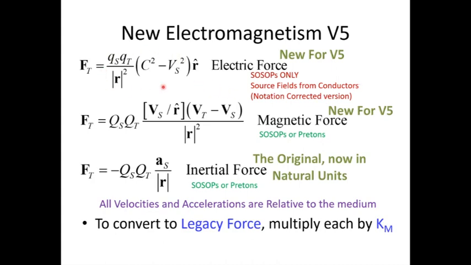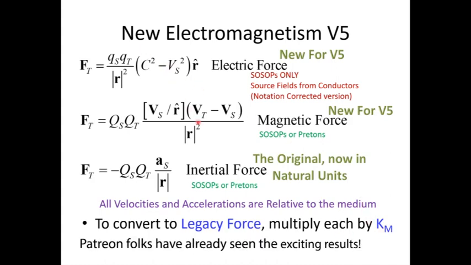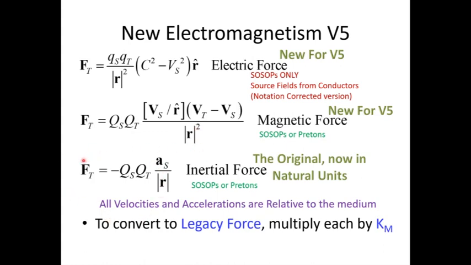Okay, and this has been slightly corrected from the version in the paper. I didn't have this notation, and I forgot to put the little s on the V in the paper. So this is a corrected form of what's in the paper. And all velocities and accelerations are relative to the medium. And to convert to legacy force, multiply each of these by Km. These two are new for New Electromagnetism version 5. This is the new induction from 20 years ago. It's just now being said for sure now. It's definitely the inertial force model, and it's being shown in its natural units for the first time.